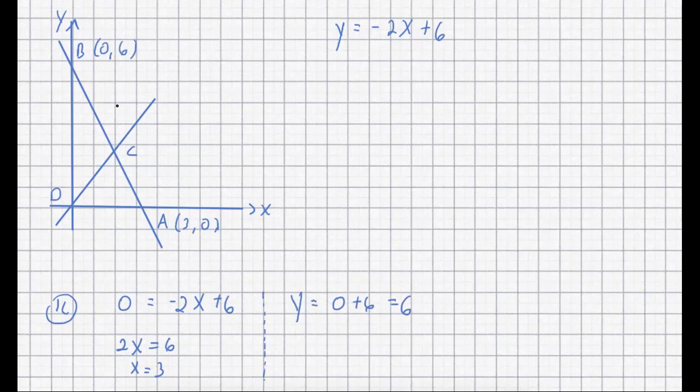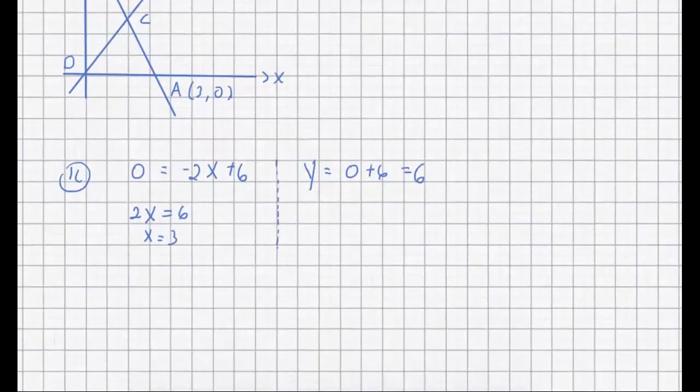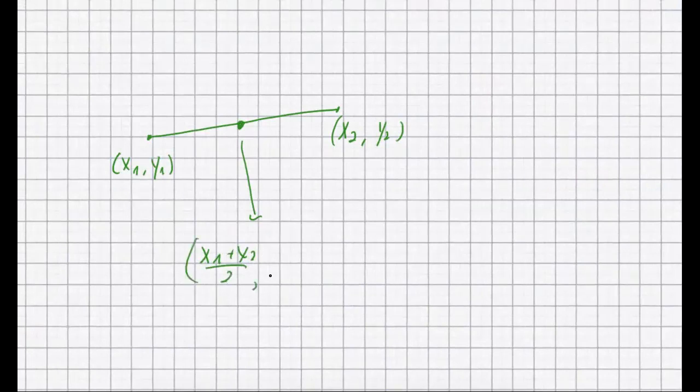Now, question B: calculate the midpoint of segment AB, point C. This is also just a simple formula. Let me show you the formula here. Let's say we have a line with two dots. This is x1, y1, and this is x2, y2. If I want to find the midpoint, the x of the midpoint would be x1 plus x2 over 2, and the y would be y1 plus y2 over 2. You just take x plus x over 2, this is the x here, y plus y over 2, this is the y here.